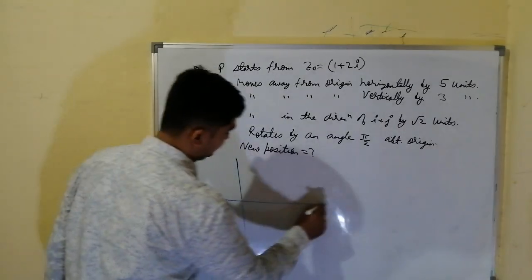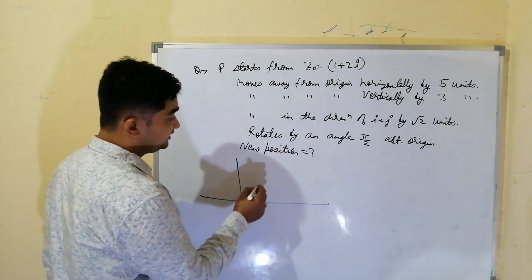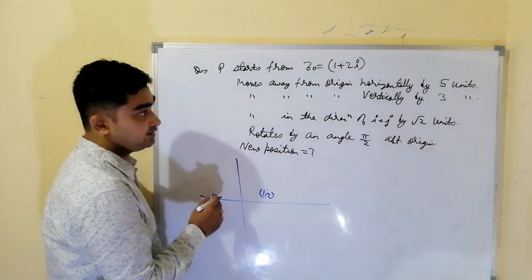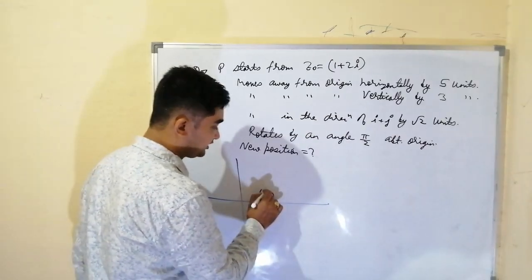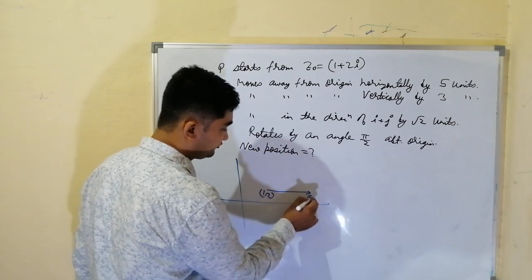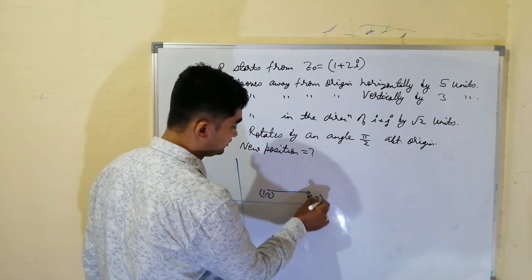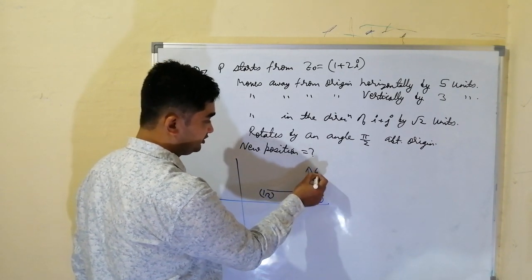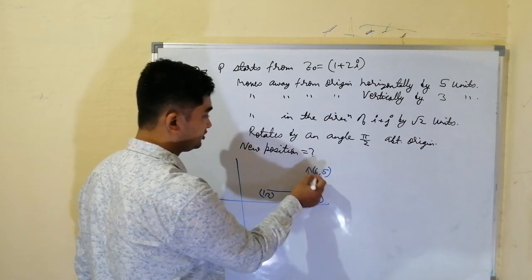Then let us start from the initial point. Initially it is at 1 comma 2. X is 1 and y is 2. Then it moves horizontally by 5 units away from origin. Then coordinates will become 1 plus 5, which is 6 comma 2. Then it moves 3 units away from origin. So x will not change, y will become 5, 6 comma 5.